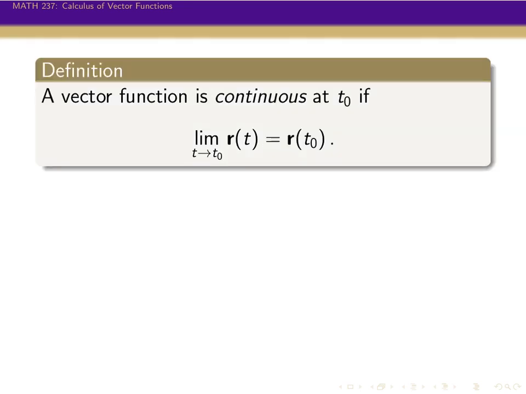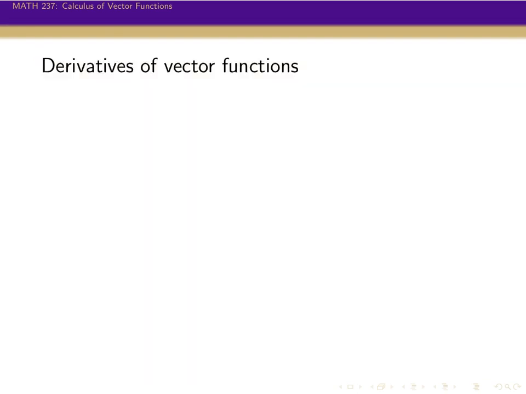And so then the definition of continuous is exactly the same as before. It's going to be continuous at t naught if the limit as you approach t naught is equal to the value of the function, is equal to the vector you get when you plug in t naught. And so that's not surprising at all. Okay, so now that we have limits and continuity, now we can talk about derivatives, right?